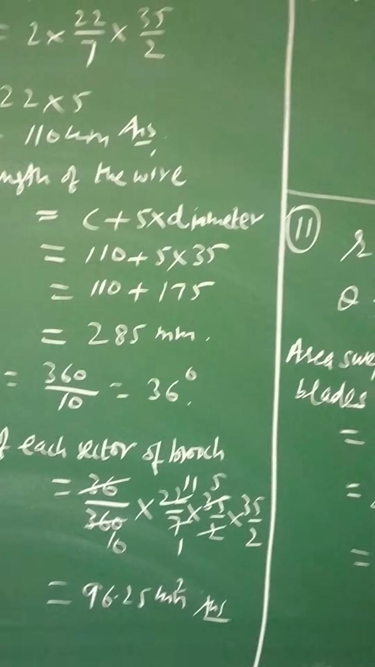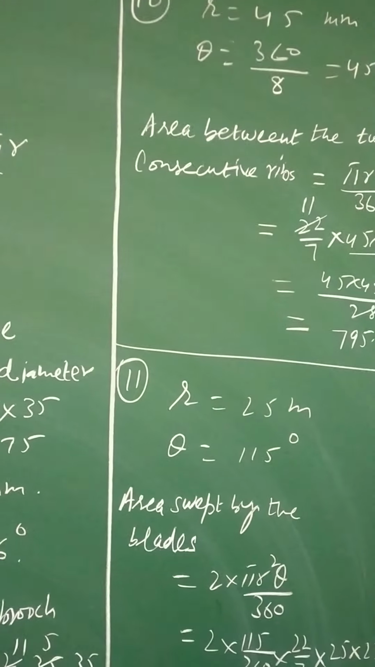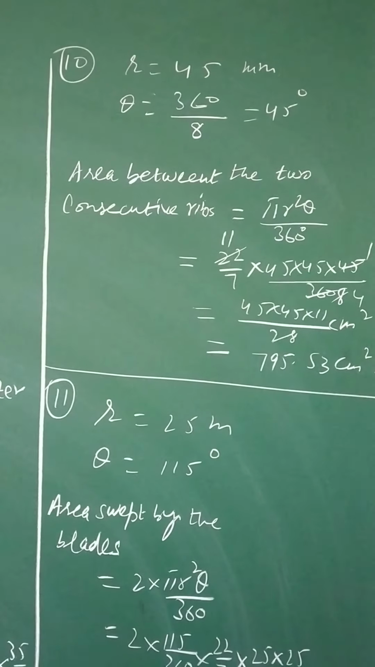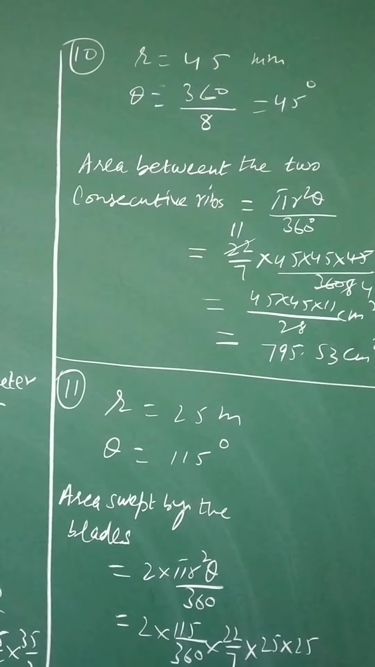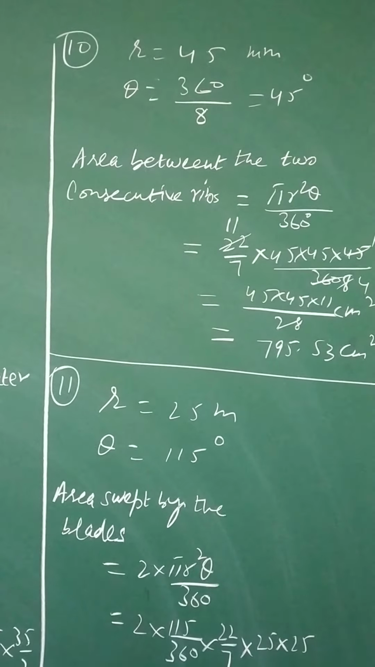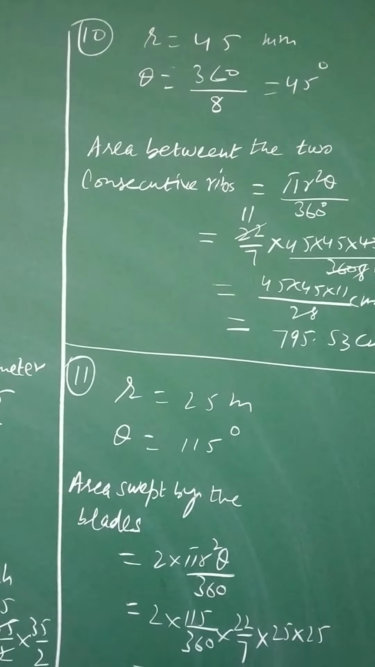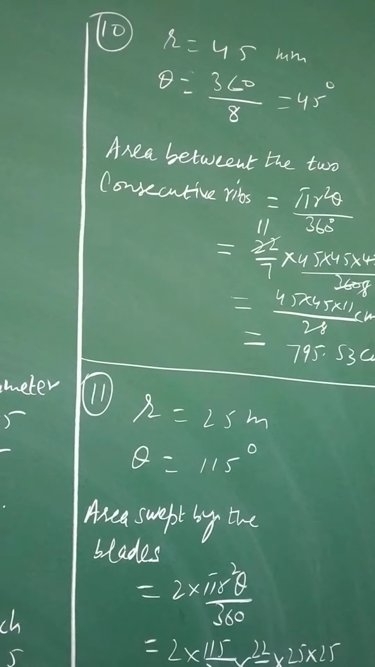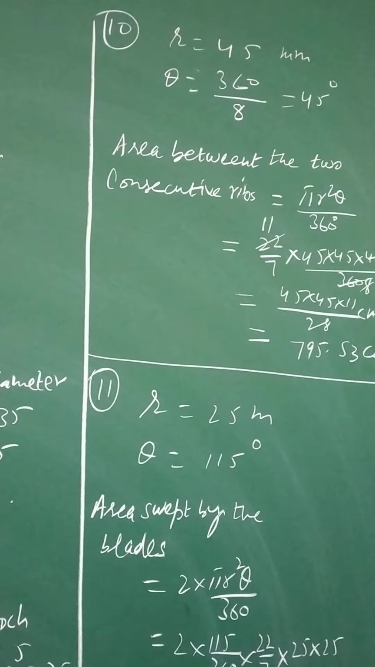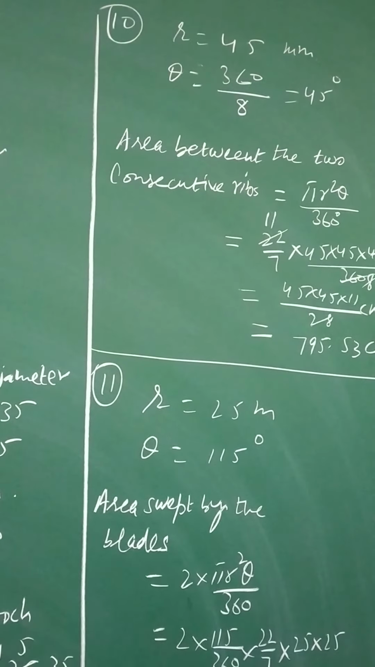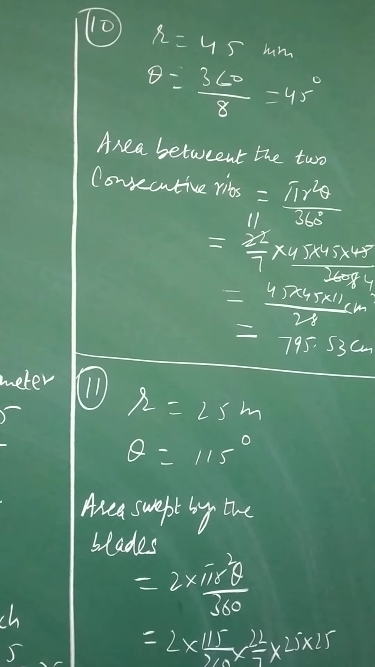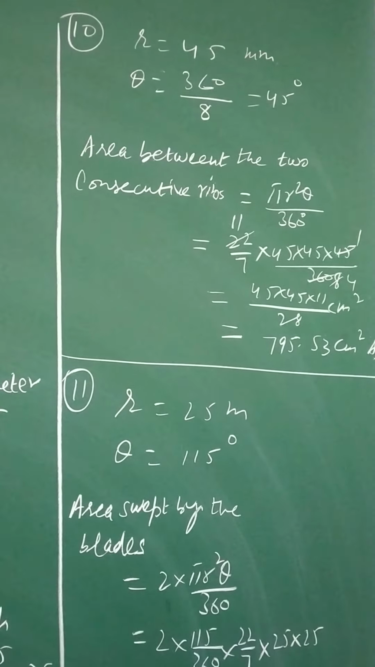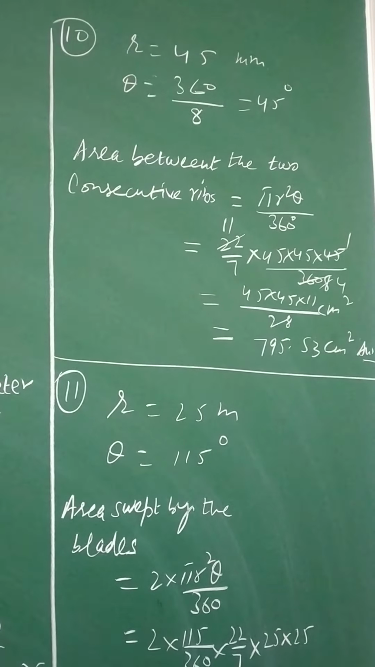Then question number 10 is: an umbrella has 8 ribs, which are equally spaced. Again you can see the diagram that is given to you in your textbook very clearly. Assuming the umbrella to be a flat circle of radius 45 centimeters, find the area between the two consecutive ribs of the umbrella.